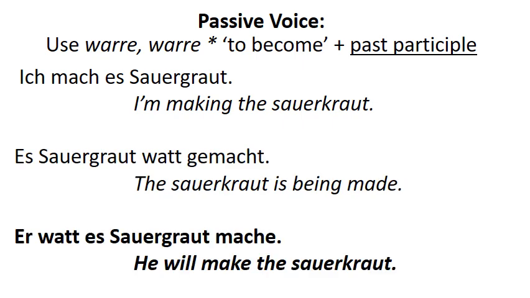And that is very different from when you use the infinitive with werden, right? This sentence here, Er wird Sauerkraut machen, means he will make the sauerkraut. Werden with the infinitive, machen, means future tense. Er wird Sauerkraut machen. He will make the sauerkraut. So werden with past participle, like das Sauerkraut wird gemacht, means passive, the sauerkraut is being made. Er wird Sauerkraut machen, with the infinitive, future tense, he will make the sauerkraut.